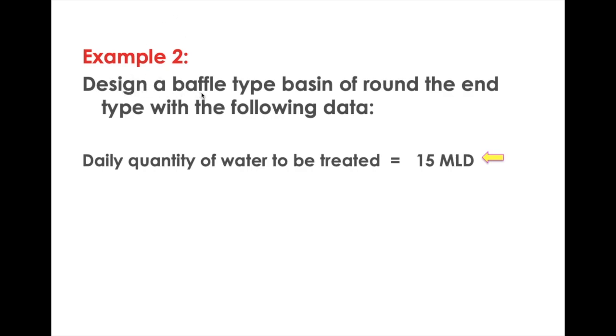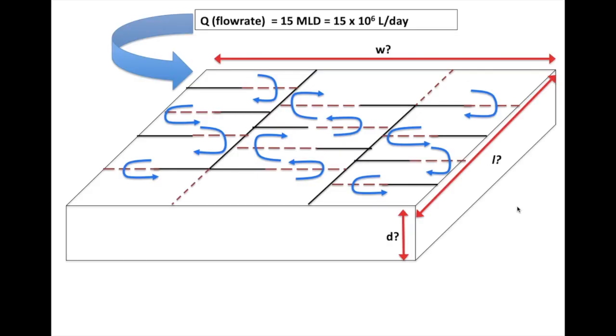It says design a baffle type basin of round-the-end type with the following data. The first data given is the daily quantity of water to be treated, which is 15 MLD. If we have a hydraulic flocculator diagram, we can imagine that the volume of the water flowing into the flocculator is 15 times 10 to the power 6 liters per day.